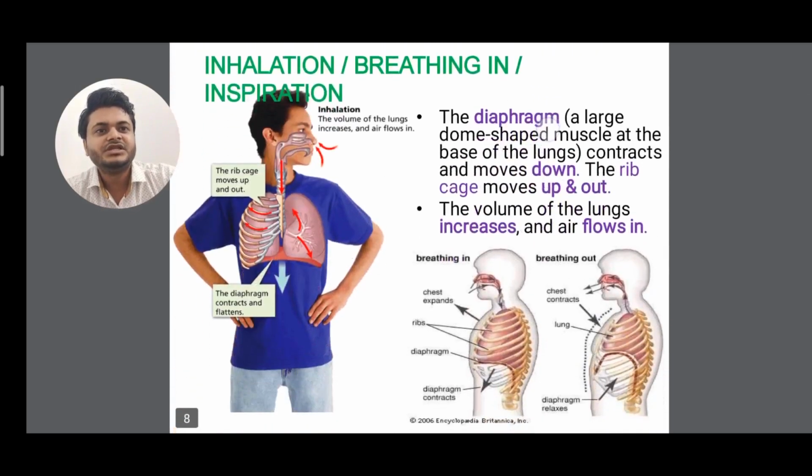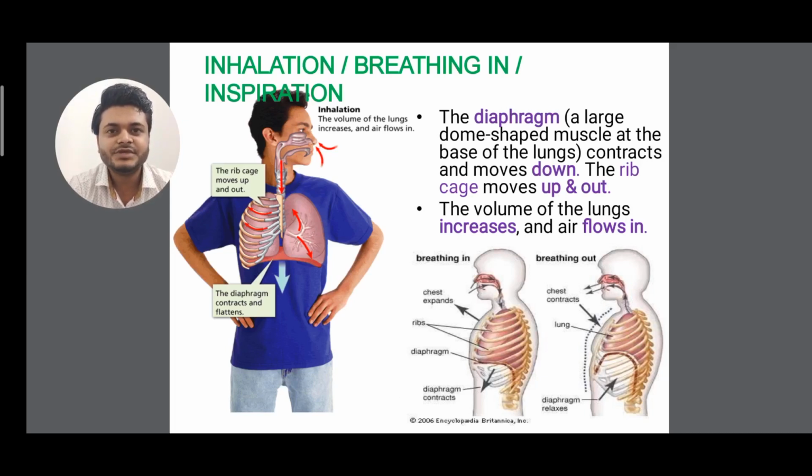So you see, there are two processes in the mechanism of breathing. One is inhalation, another is exhalation. So what are the different terminologies I'll discuss here? Inhalation is also called breathing in, or it's also called inspiration. Understood? So what takes place in inhalation?